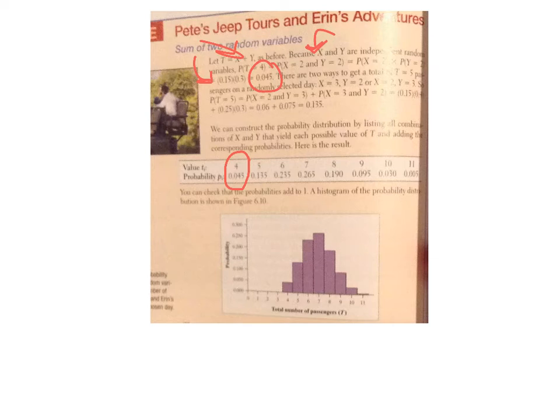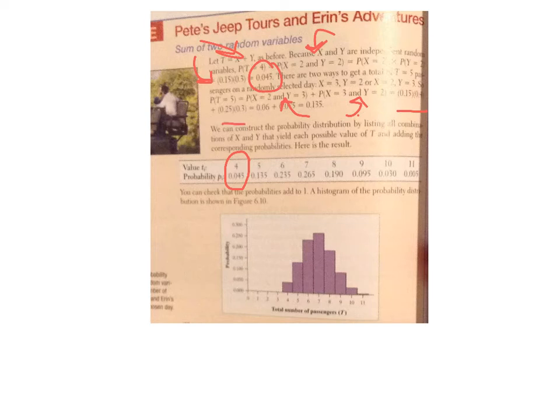Okay, and when I look at t equaling 5 passengers, there are 2 ways I can get that. Pete can have 3 passengers and Erin can have 2, or Pete can have 2 passengers and Erin can have 3. So I need to calculate both of those ways. The probability of Pete having 2 and Erin having 3 plus the probability of Pete having 3 and Erin having 2. So 0.15 times 0.04 plus 0.25 times 0.3.